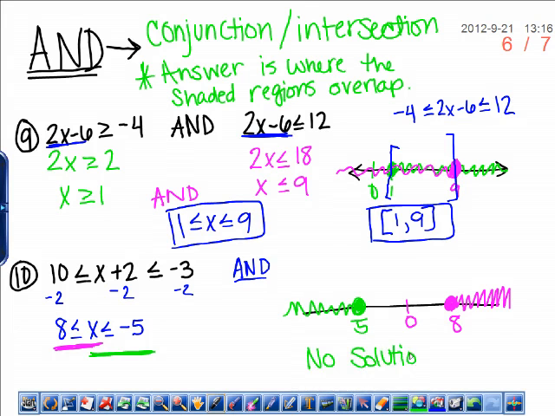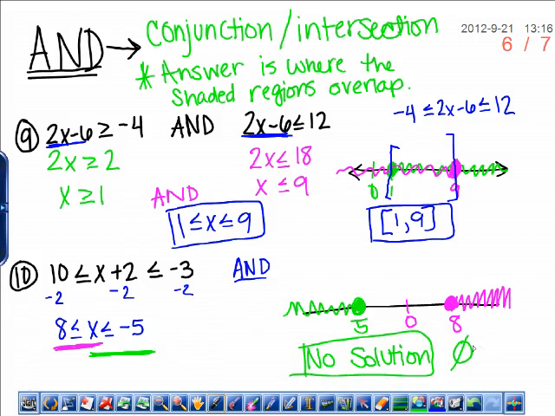How do you know to shade to the right? Because 8 is less than or equal to x, which is the same as saying x is greater than or equal to 8. Okay. You can read it forwards or backwards. You can write no solution this way or this way.